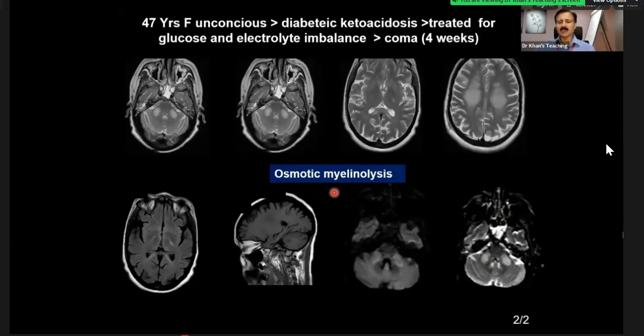So this patient presented with diabetic ketoacidosis, treated for glucose and electrolyte imbalance, and this is what happens. And just to make a point here, you can see that the pons itself, maybe the peduncle is involved, but the central pons is not involved. And to make a point that osmotic myelinolysis can happen without the involvement of the classical mid pons.